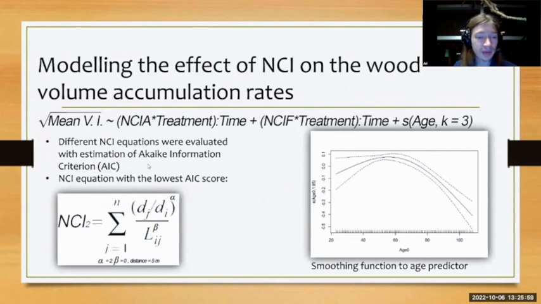And I found that the best equation, with the lowest AIC score, was the one with a sum of the ratio of the diameter of neighbor trees to the diameter of focal trees, all divided by distance. However, it was a squared relationship of diameters, but the distance was not important, so its coefficient was 0.